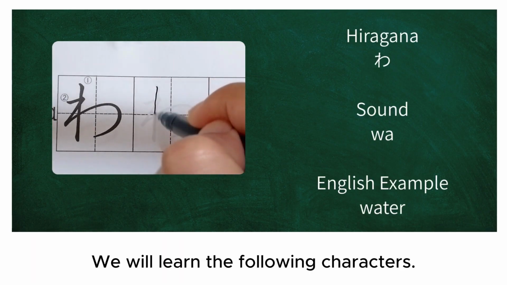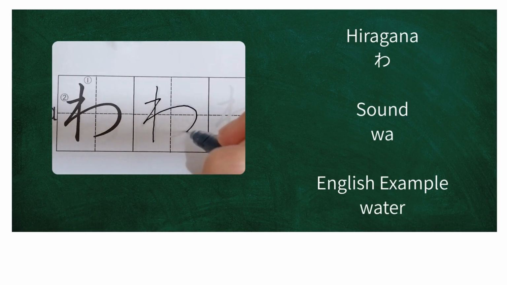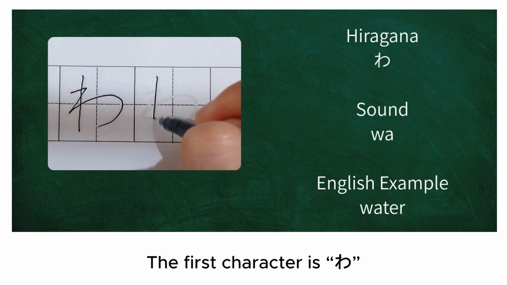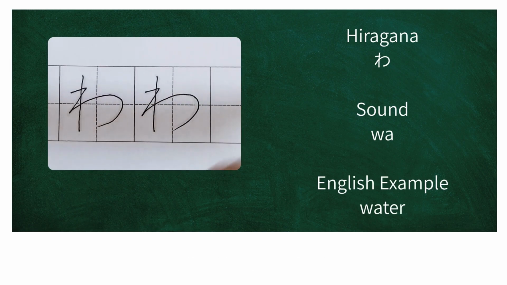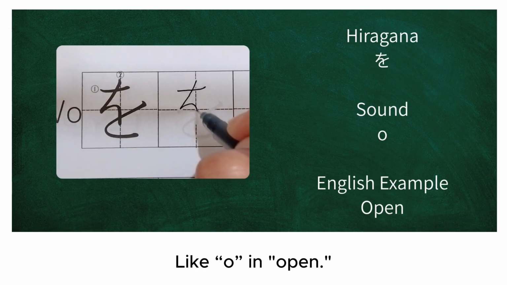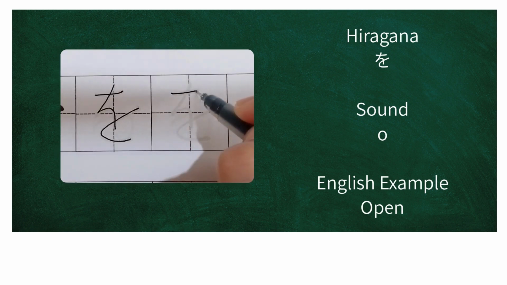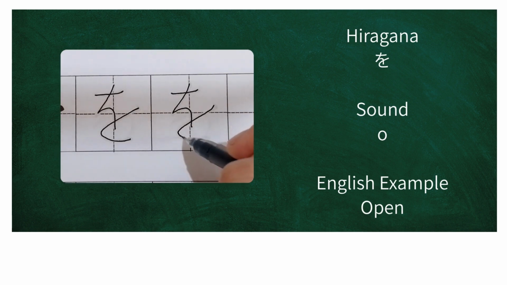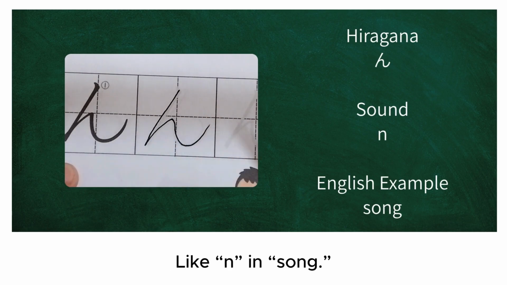We will learn the following 5 characters. The first character is Wa, like Wa in water. The second character is O, like O in open. The third character is N, like in song.